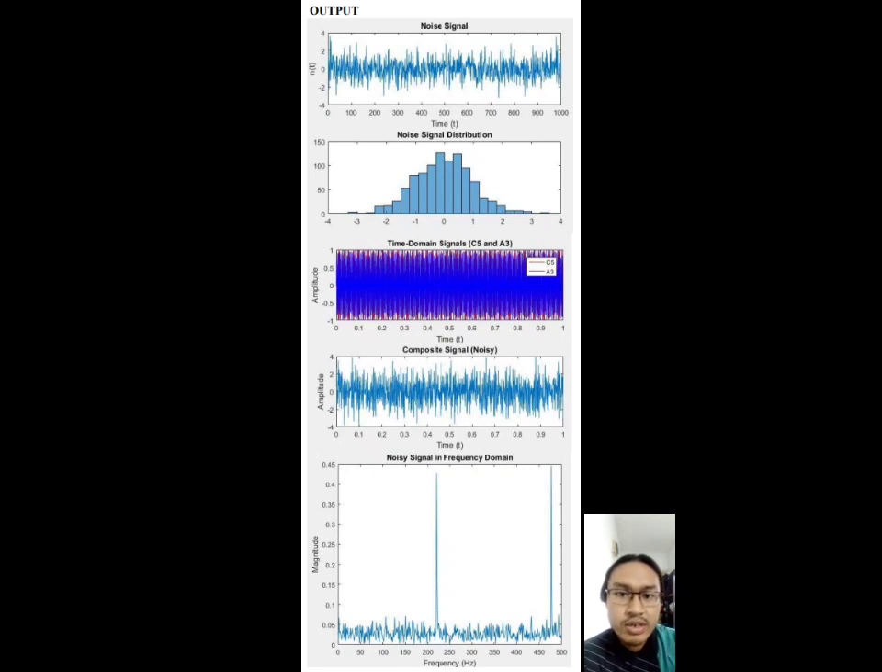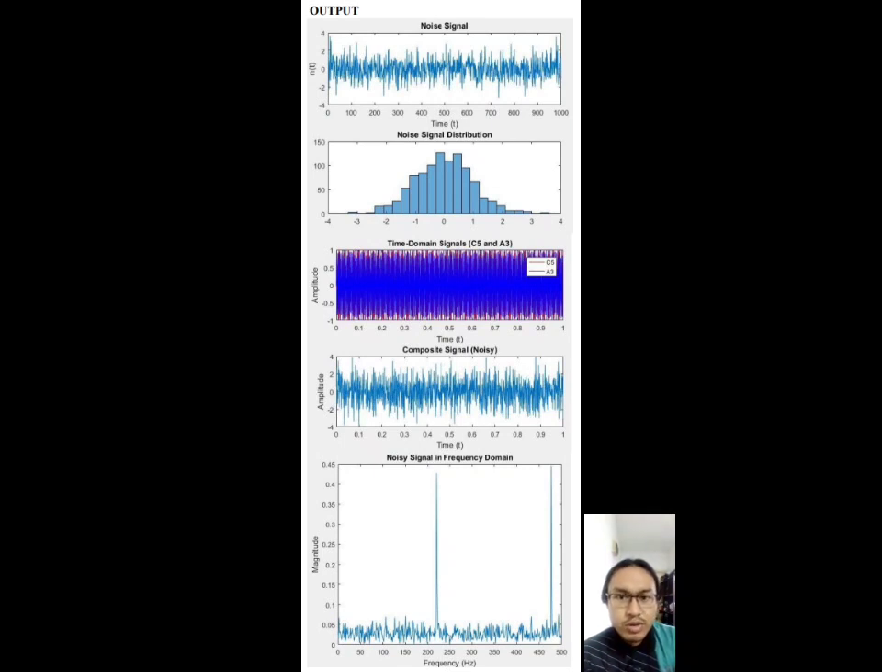Eventually, we have the plot of the noisy composite signal. This signal is the original composite signal coupled with the random noise. By visualizing the noisy signal, we can see how the noise affects the overall waveform and identify any distortion introduced.